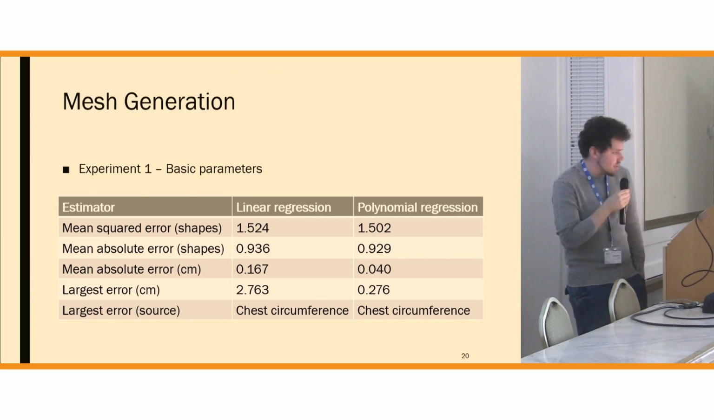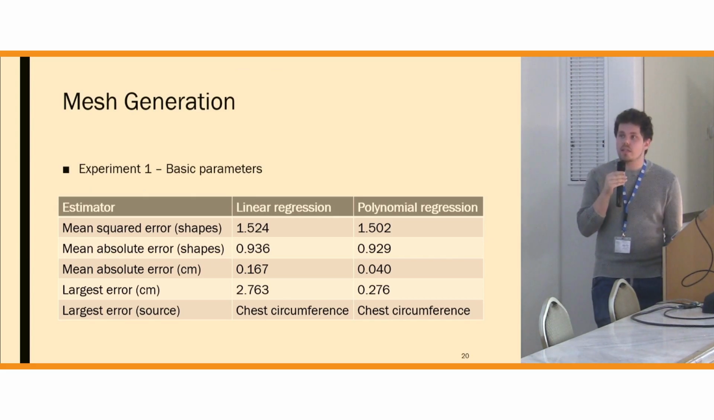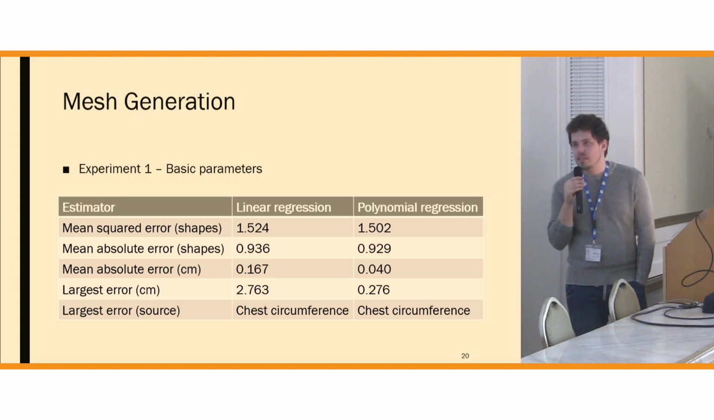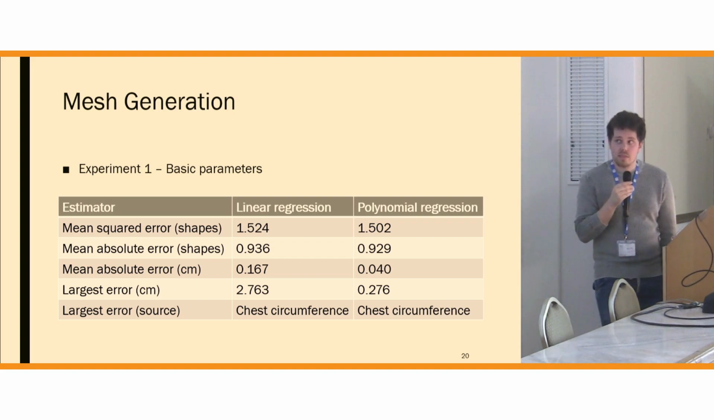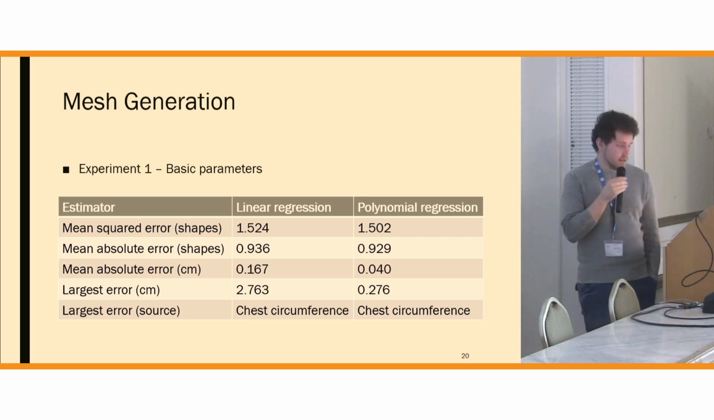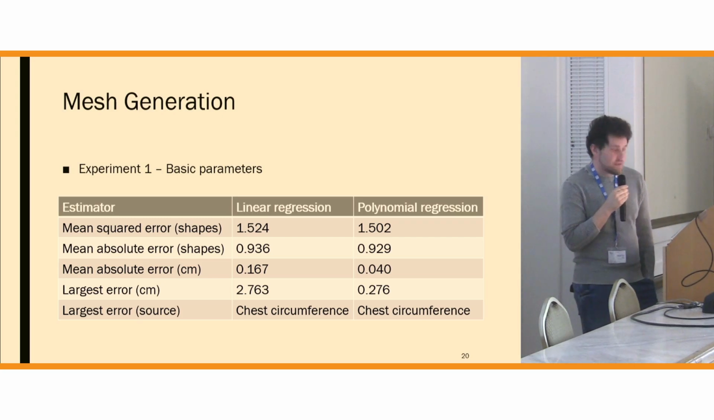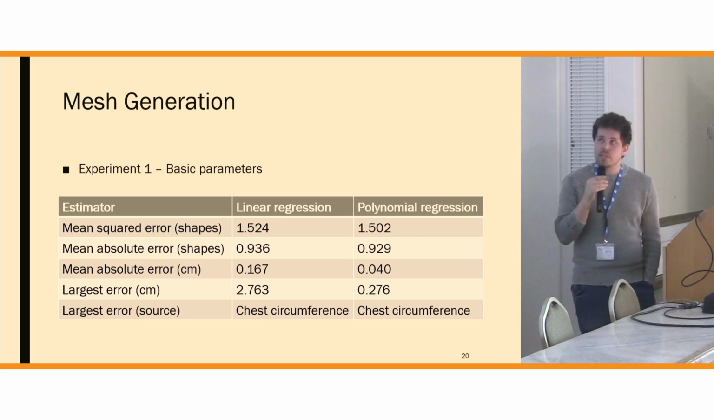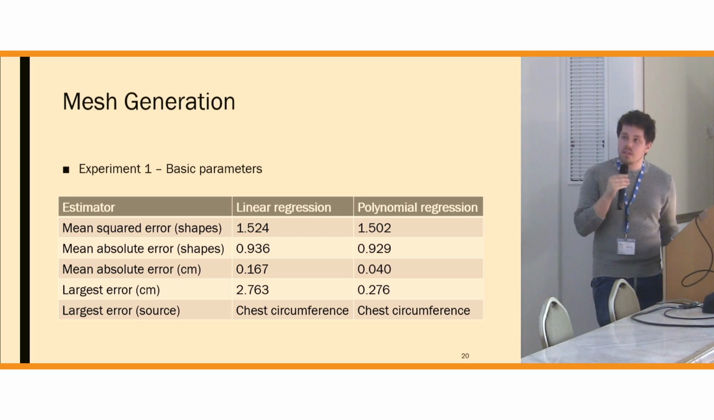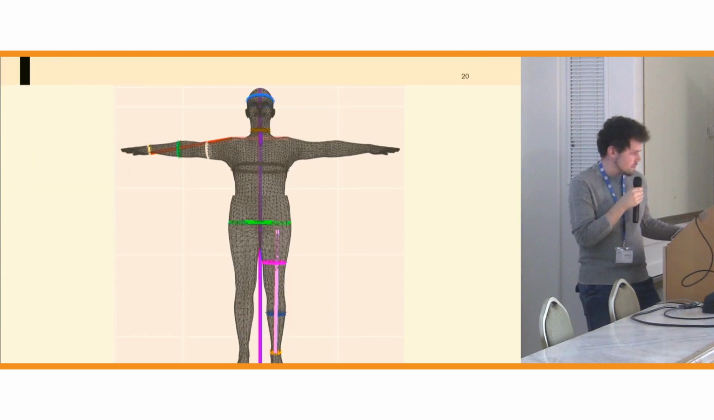And again, these are the test results for the first experiment. The most important value for us is in the middle, the mean absolute error in centimeters. You can see it is really small for both models. However, the biggest difference is the largest error, where you can see that the largest error of linear regression is much bigger than in the case of polynomial regression.